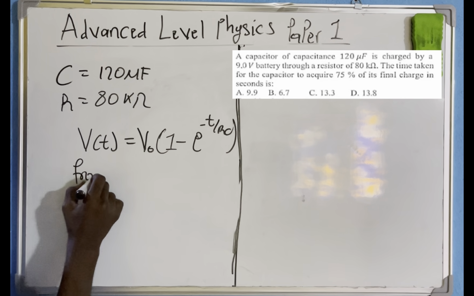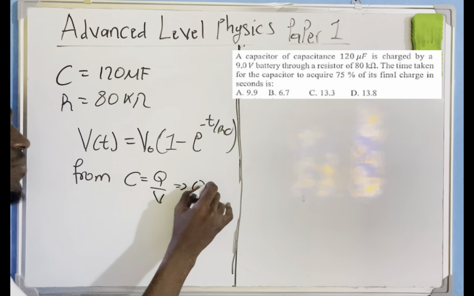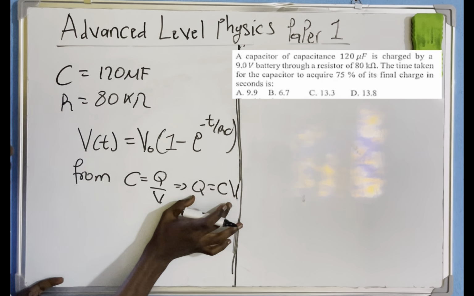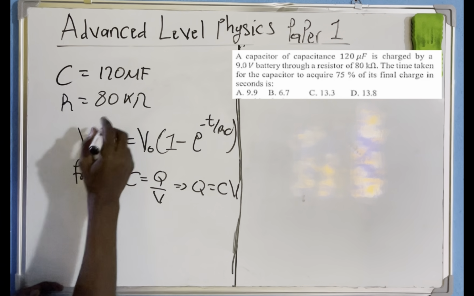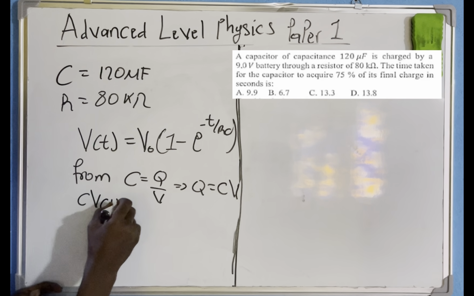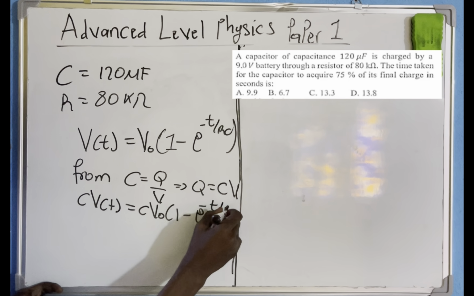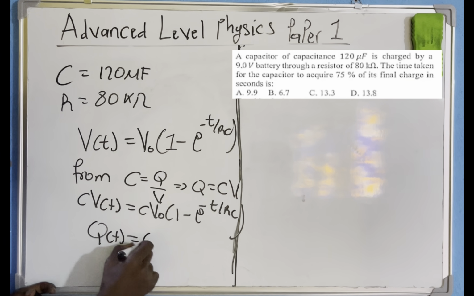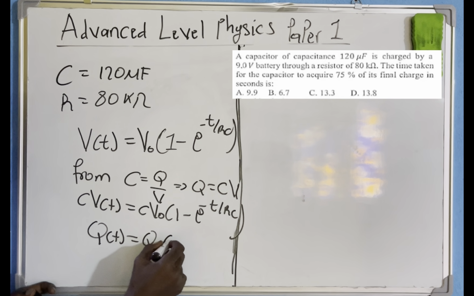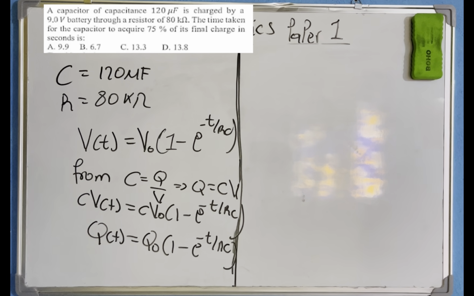So from C equals Q on V, this implies Q is simply equal to CV. So for me to come out with an equation in terms of Q, I will multiply all this by C. So I'll have CV(t) equals CV0 times 1 minus exponential of negative t all over RC. Now CV(t) is Q(t) equals Q0 times 1 minus exponential of negative t all over RC. As simple as that. So this is the charge across the capacitor at any time t.